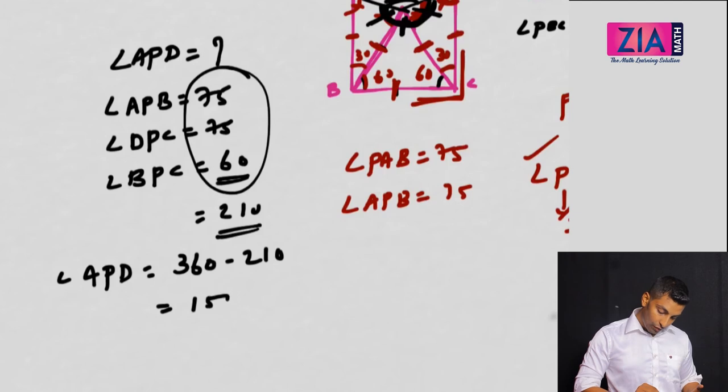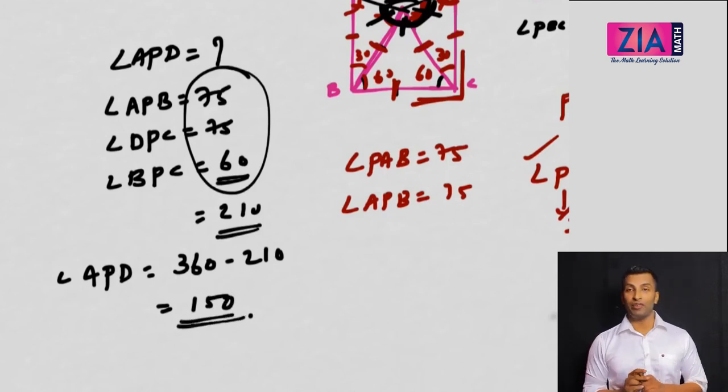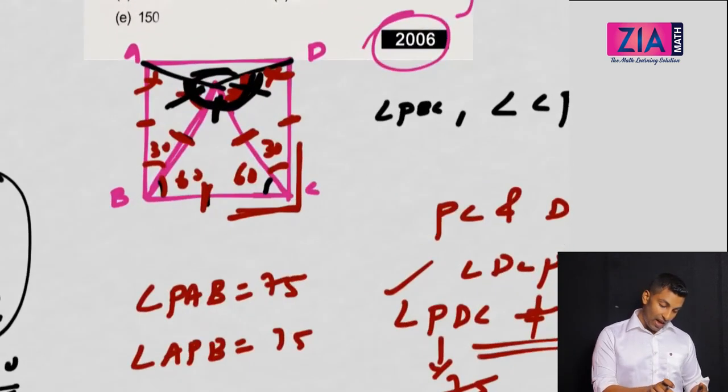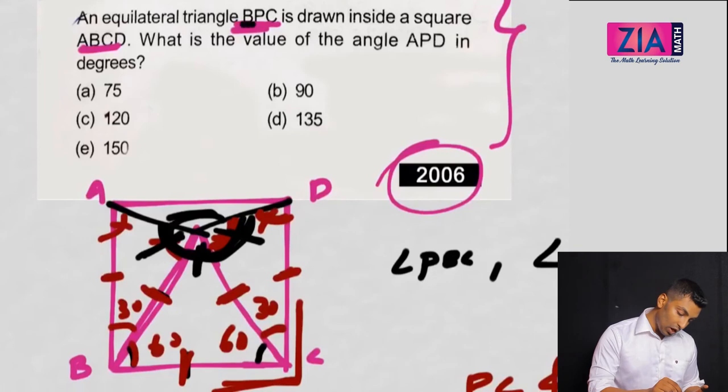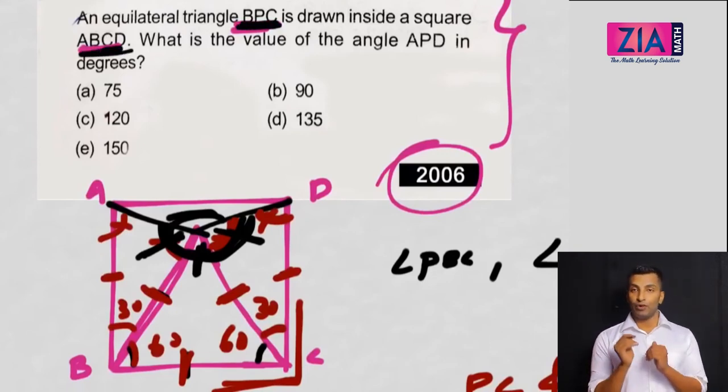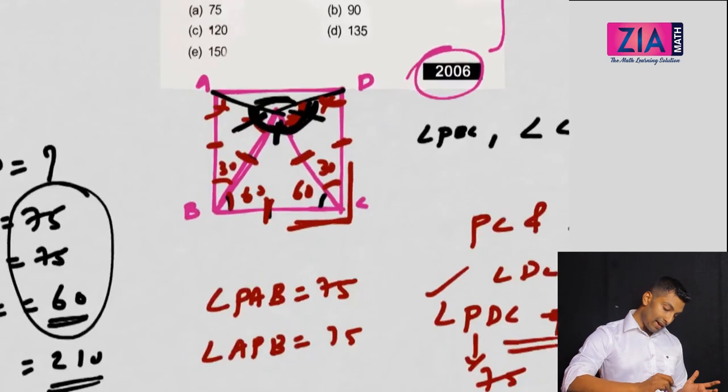That means 150. Okay, 150. Very simple, but very tricky question. The point is the way you are going to visualize it. Here you need to see this common point, that is BC here and BC here. From that you understood one of the sides of the triangle is lying on one of the sides of the square, that is BC.